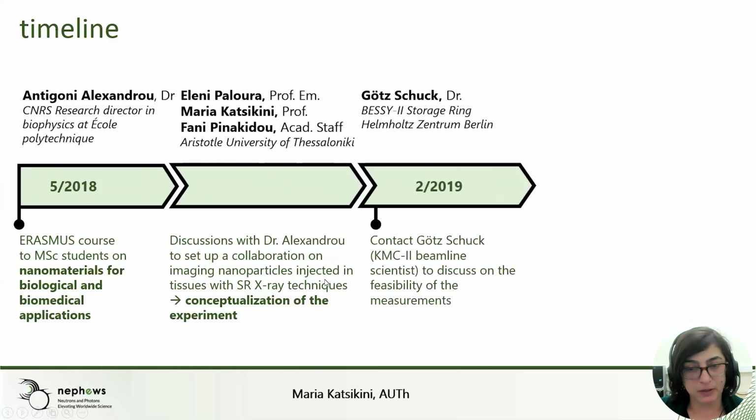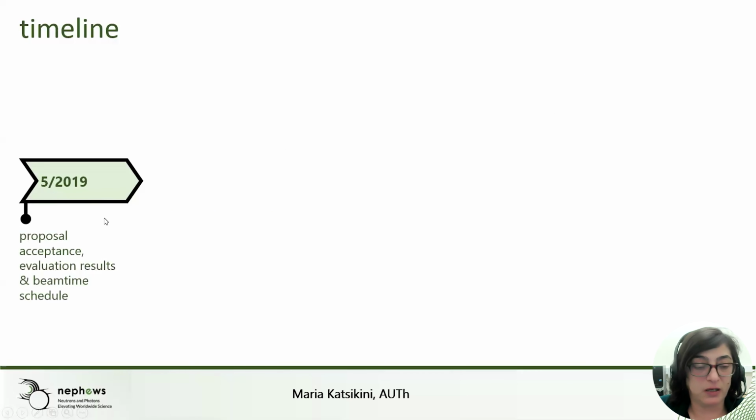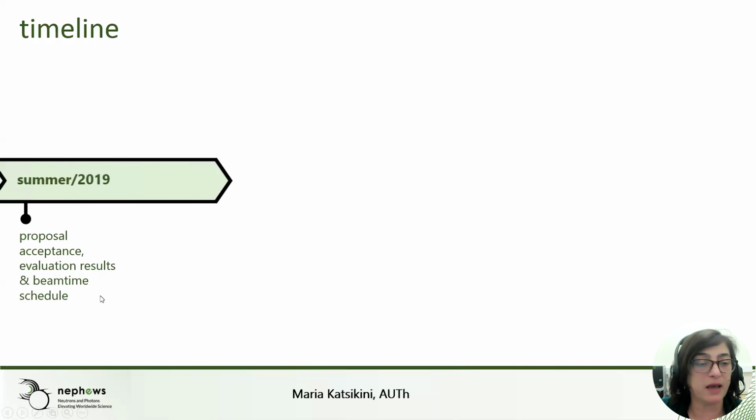Then we decided to submit a proposal to BESSY for measurements at the KMC-2 beamline. But before submitting the proposal, we had to contact the beamline scientist in order to discuss the feasibility of the measurements. In March 2019, we submitted the proposal. We asked for financial support through Calypso Plus, which was the predecessor of the NEPHEWS project. The proposal was accepted. We were informed on the beam time schedule in May.